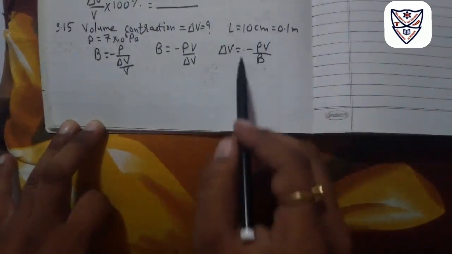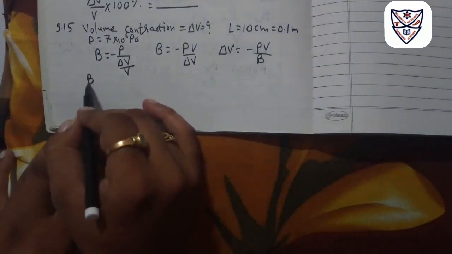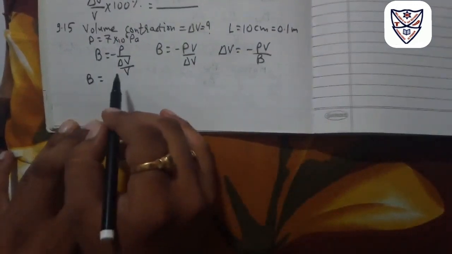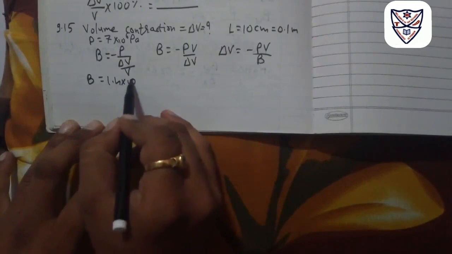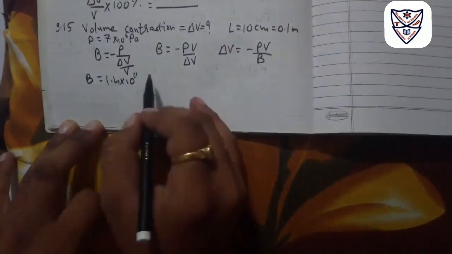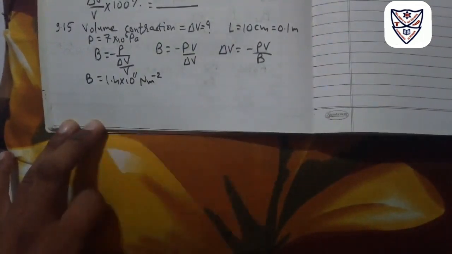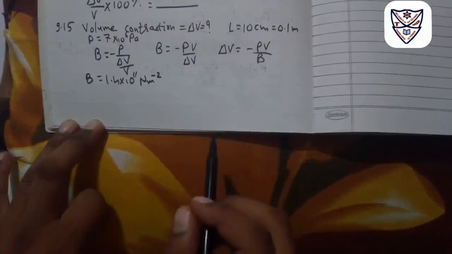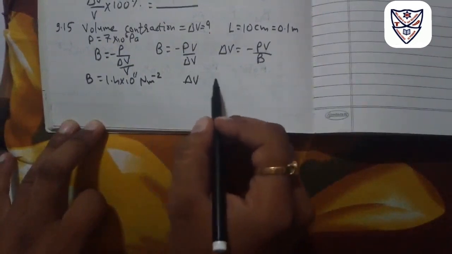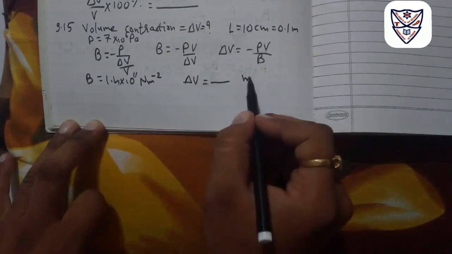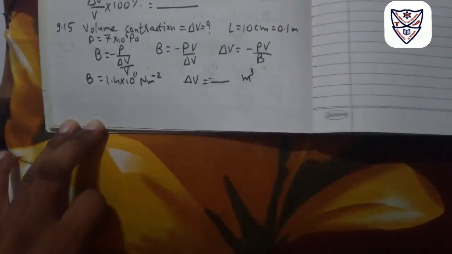We have all the values here. What is the value of bulk modulus for copper? So it is 1.4 into 10 raised to 11, right? It is in Newton meter to the power minus 2. So by putting now all the values we can get delta V. It is in now meter cube and it is negative also.